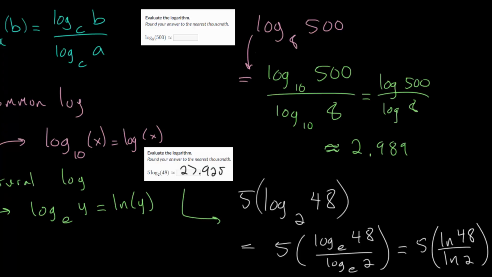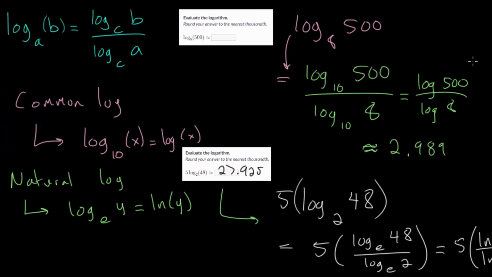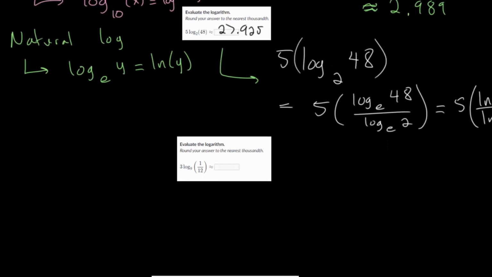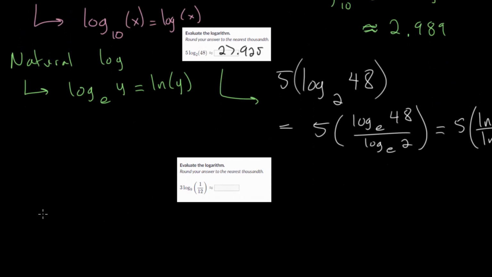So let's do one final problem from this exercise set, and then we'll look at a completely different type of exercise set. So let's just rewrite this. We have 3 times log base 9 of 1/12. And again, we'll just multiply at the end by this 3. Now, we can use either the common log or the natural log. It doesn't matter. Let's just use the common log here.